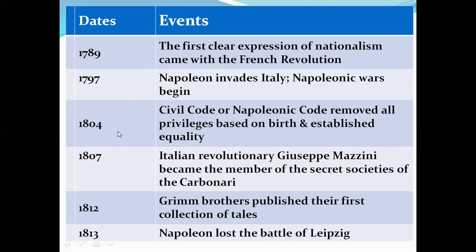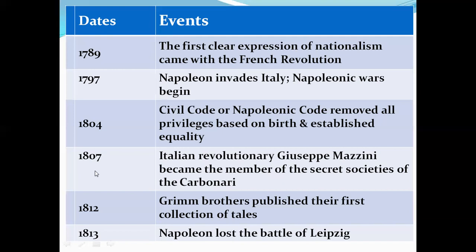1804, the modernization brought by Napoleon through the civil code, which is also known as the Napoleonic Code. Through this Napoleonic Code, this civil code, Napoleon removed all privileges based on birth and established equality, and he brought the equality.